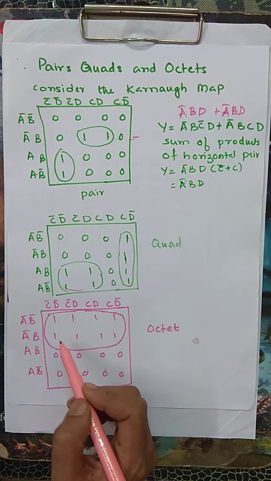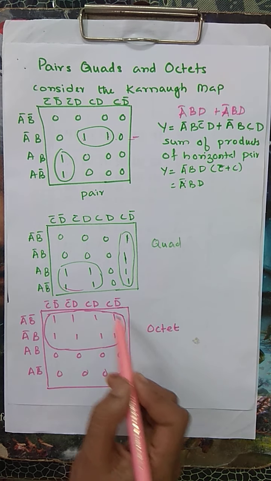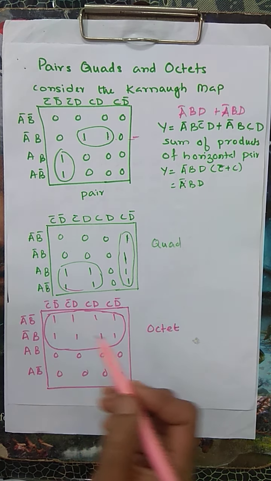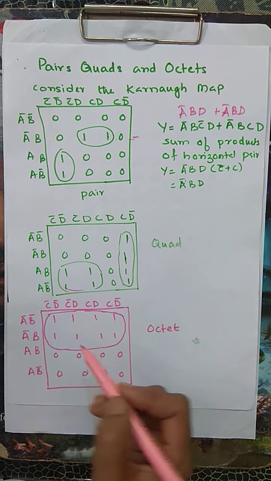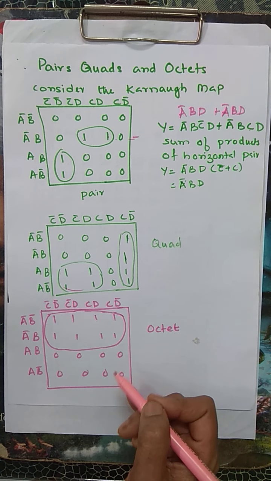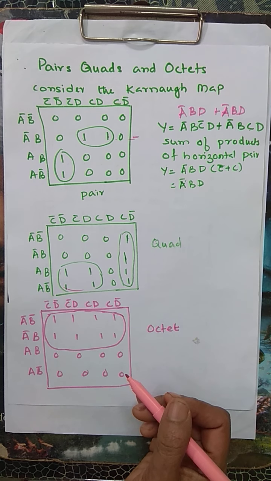Next is octet. Octet means 8 ones grouped together. Here also whichever parameter is changing from complemented to uncomplemented form can be dropped from the Boolean expression. That is the advantage of a Karnaugh map.